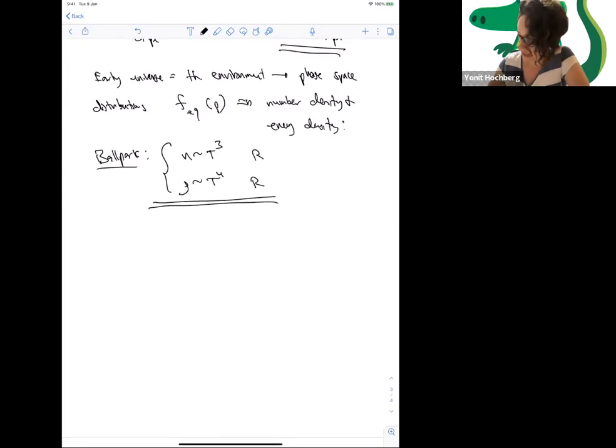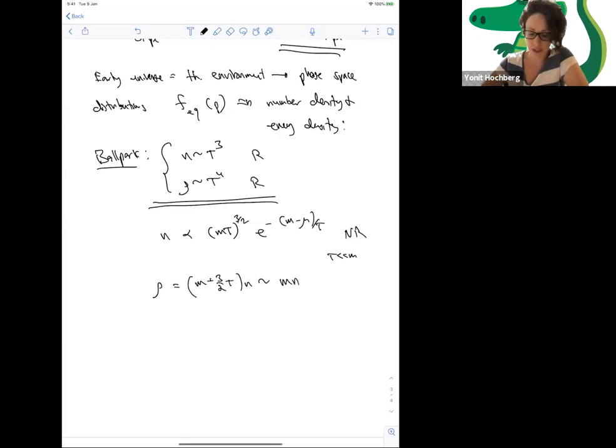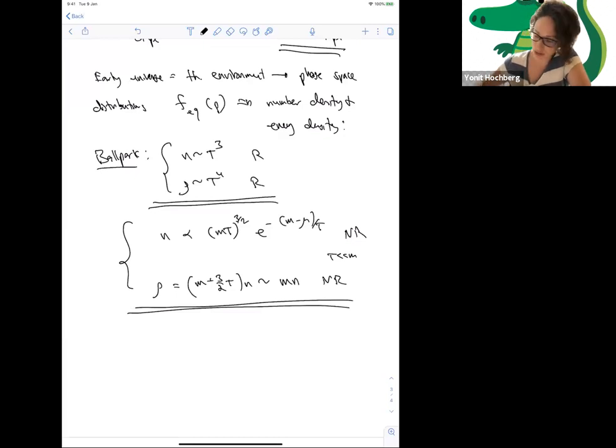And when things are non-relativistic, the number density gets exponentially suppressed. So it goes something like, again dropping order ones, mass times temperature to the 3/2, e to the minus mass minus chemical potential mu divided by temperature. This is when I'm non-relativistic, when the temperature is much smaller than the mass of the relevant particle. And the energy density, which is just mass plus 3/2 temperature times n, is just going to go like the mass times the number density. So when species are non-relativistic, we have a different scaling for the number density and the energy density.